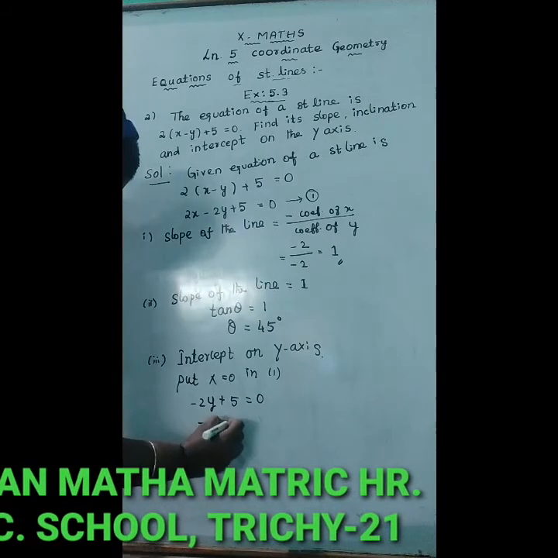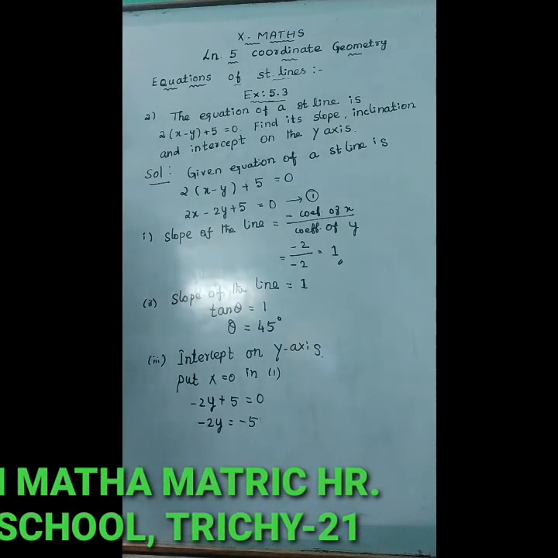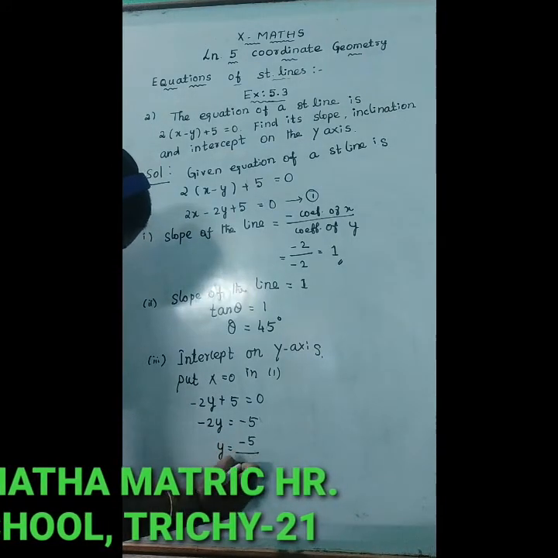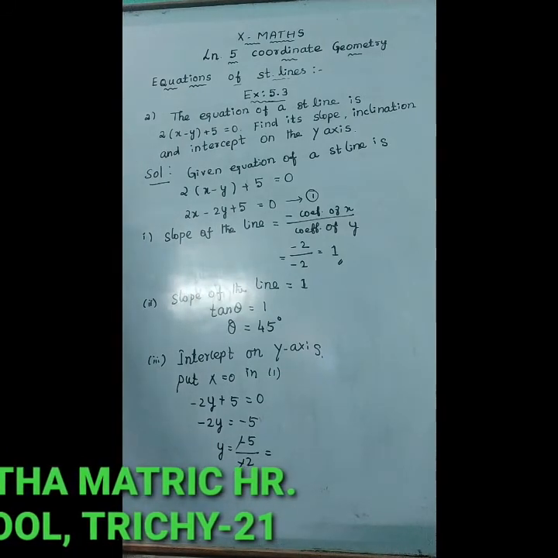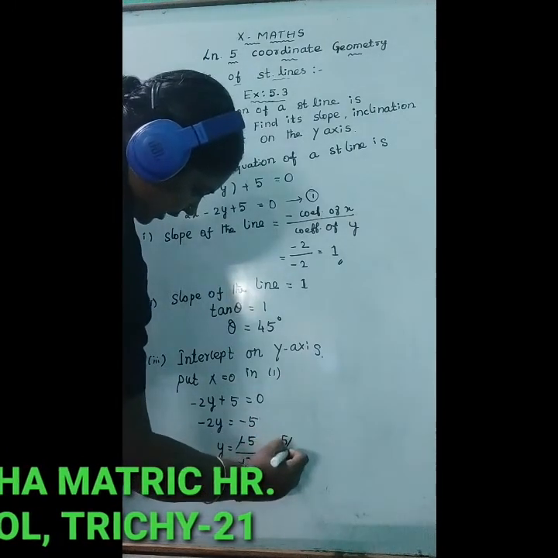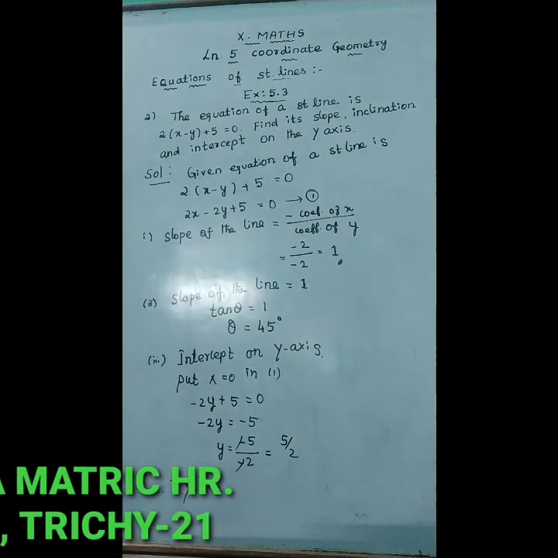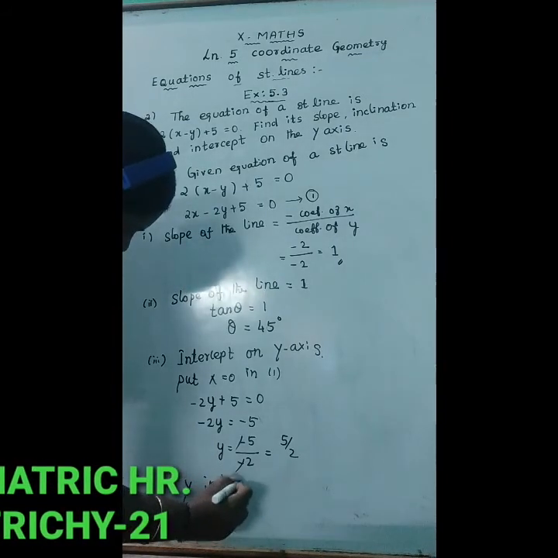Then minus 2y is equal to minus 5, the plus 5 going to that side. Then y is equal to minus 5 divided by minus 2. Minus minus cancel. So y is equal to 5 by 2. So therefore we write the solution: y intercept is equal to 5 by 2.